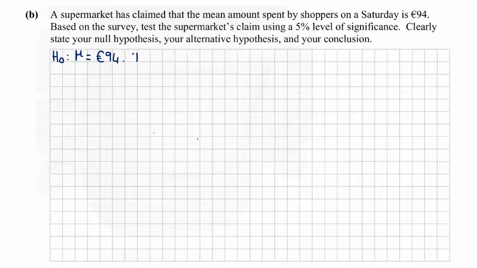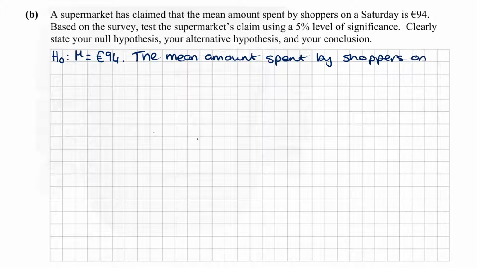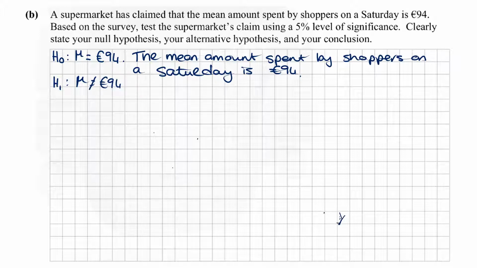So what we would say here is the mean amount spent by shoppers on a Saturday is 94. That's our null hypothesis. Our alternative hypothesis H1 then is mu does not equal 94. We have to cover all eventualities. So mu is not 94.